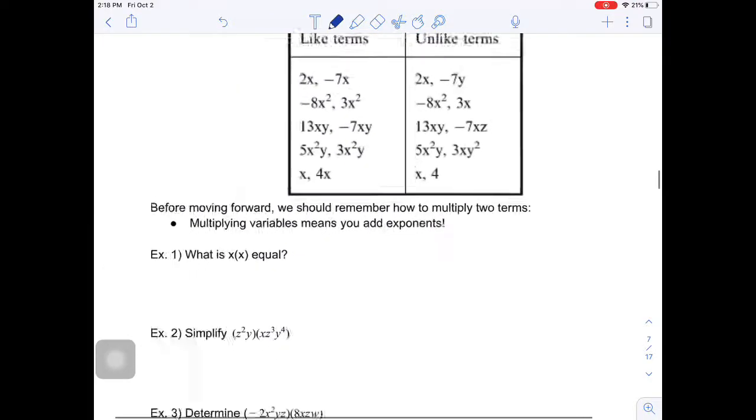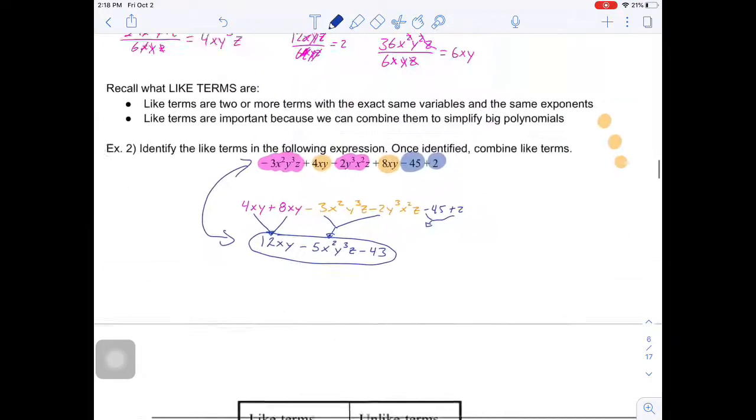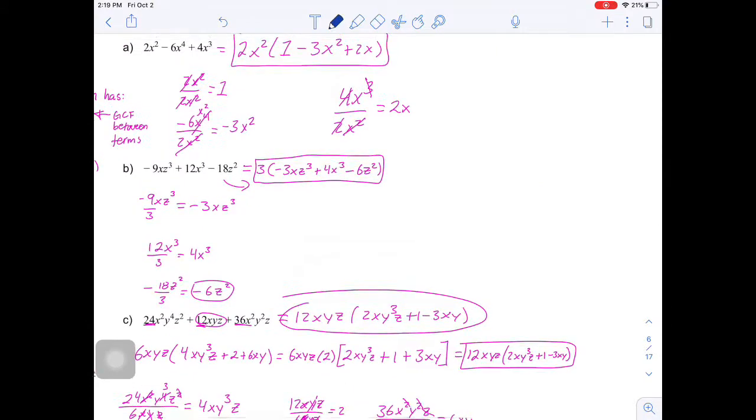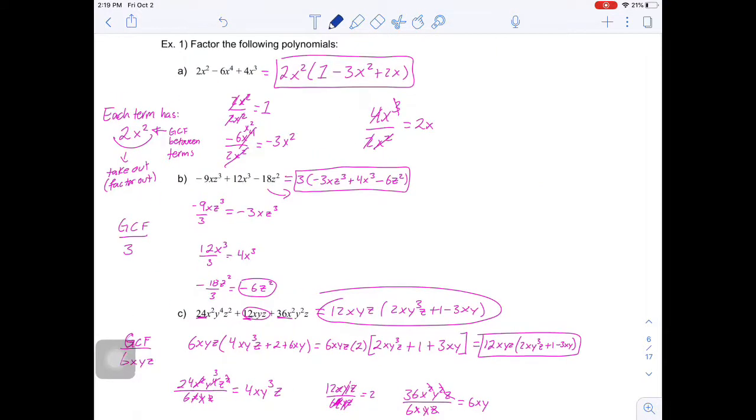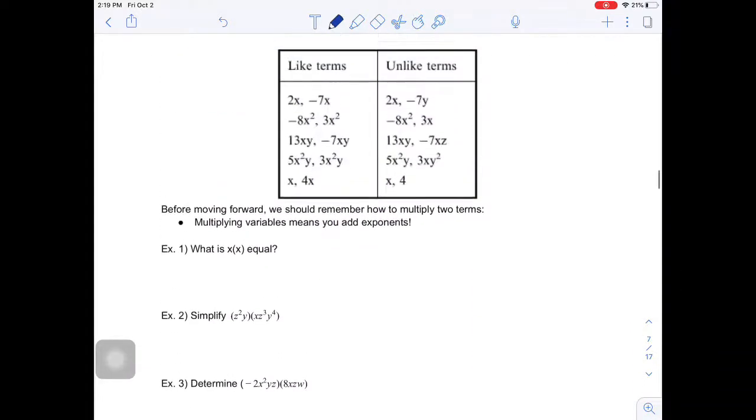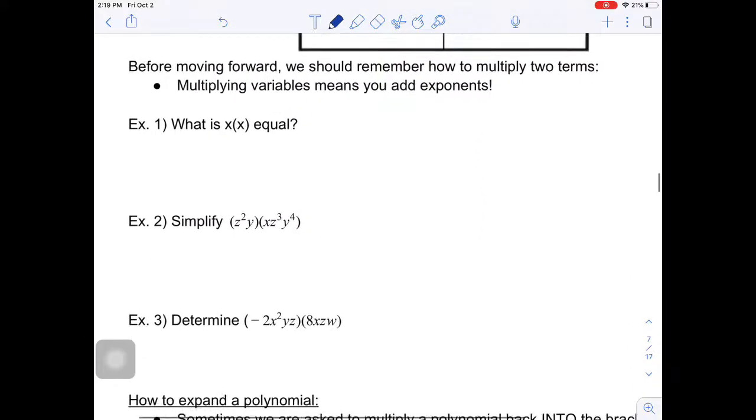Now, why is this useful? It's useful because we need to know how to expand things. So last video we talked about factoring, which can be very difficult, especially if you don't practice. So make sure you're practicing. But now we want to know how to expand things. So let's look over something before we move forward. We should remember how to multiply two terms. So multiplying variables means you add exponents. So if you have the same variables, so like x times x, which is right here actually, x multiplying x, well this is x to the power of 1 times x to the power of 1. When you multiply variables, you add their exponents.